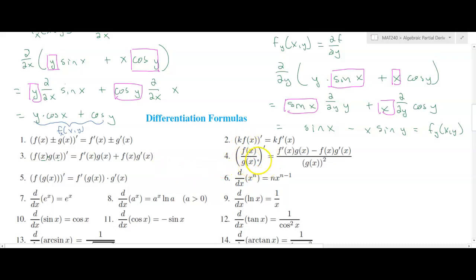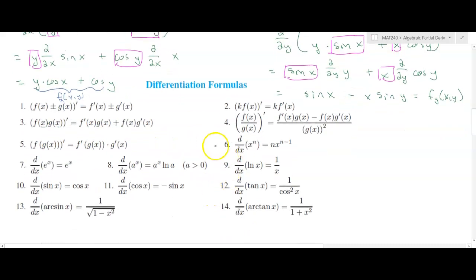Of course, the quotient rule, function divided by another function, f divided by g, its derivative is f prime g minus f g prime, divided by the square of the denominator. And this is the chain rule. We'll take a look at an example with the chain rule. If you have a function within a function, then you can take the derivative of that inner function and multiply it by the derivative of the outer function. And some of these are going to look familiar.